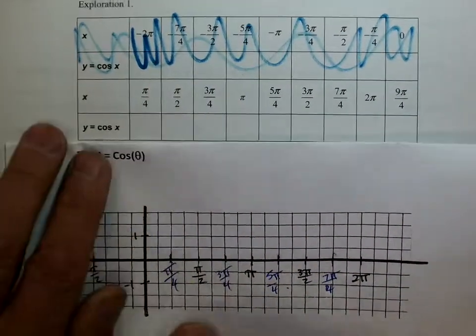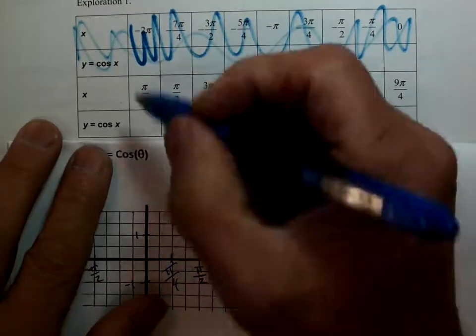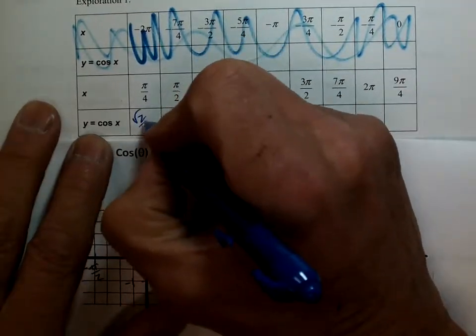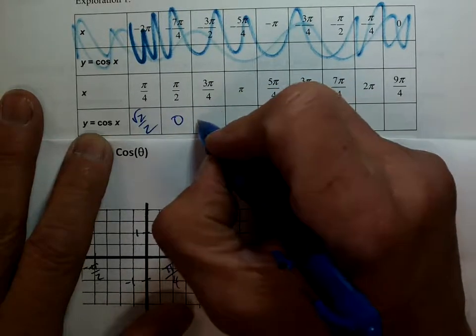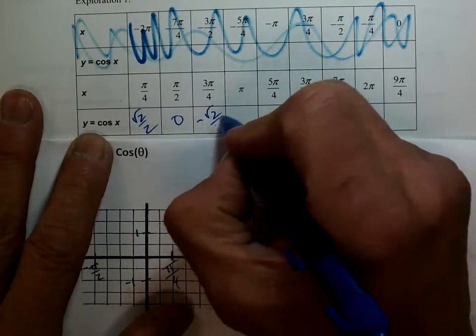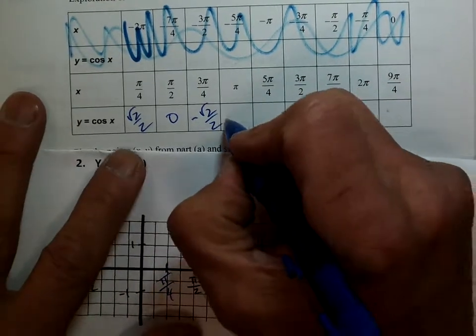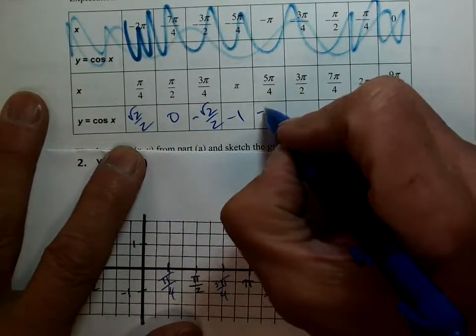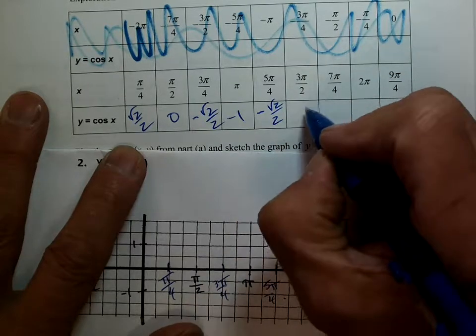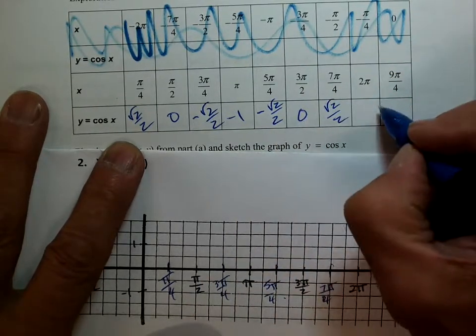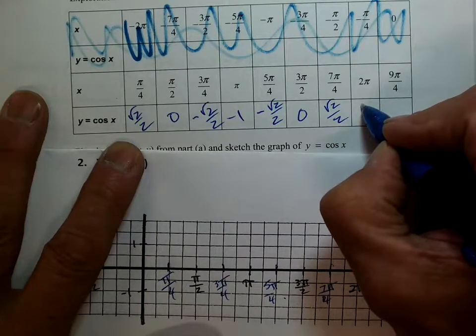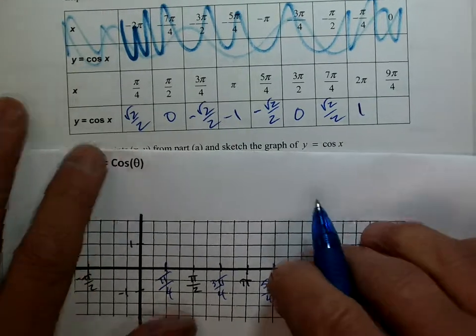So your cosine values, right? And you guys filled this out. I think you got probably square root of 2 over 2. You probably got a 0, right? You got a negative square root of 2 over 2, right? You probably got a negative 1. You probably got a negative square root of 2 over 2, right? You probably got another 0. You got a positive square root of 2 over 2. And you've got another 1, okay? Those are the cosine values, right?